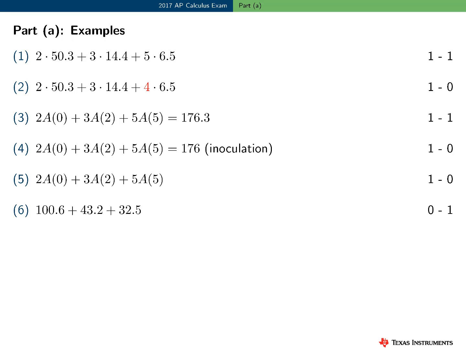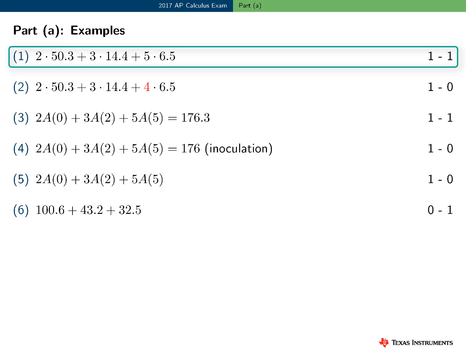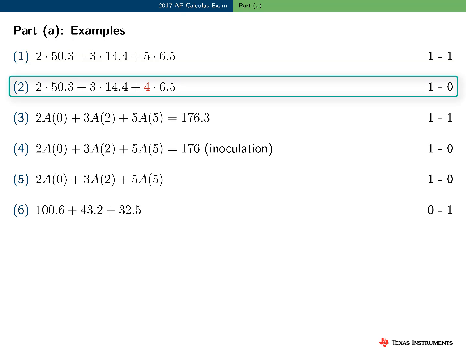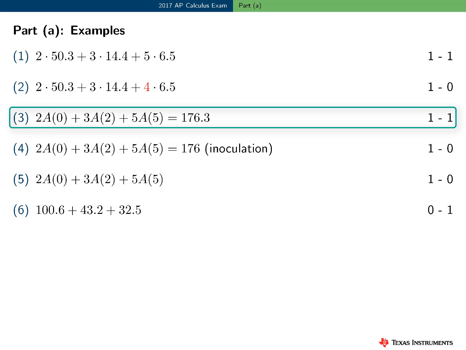Here are some specific examples of possible student responses and how each would be scored. In the first example, the student has conveyed a left Riemann sum and presented the correct numerical answer. They would earn both points. In the second example, the student has presented 5 out of the 6 terms correctly. They would earn the first point, the left Riemann sum point, but they are not eligible to earn the approximation point. In the third example, the student has conveyed the correct left Riemann sum and presented the numerical approximation. They would earn both points.